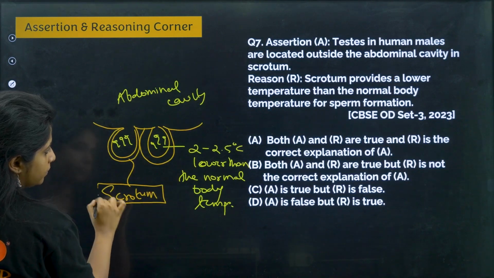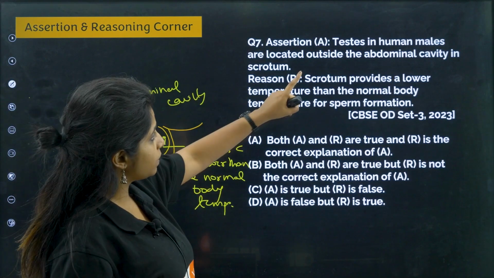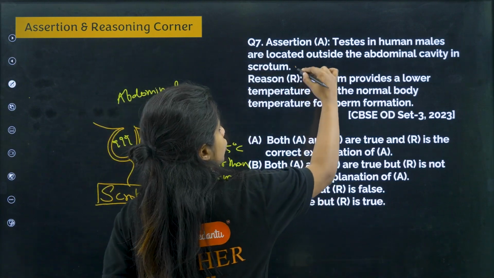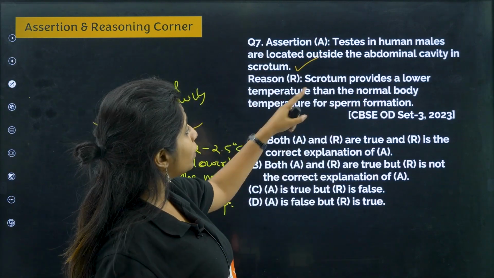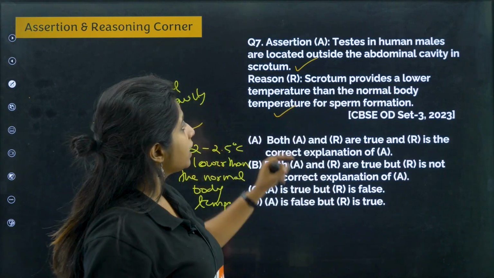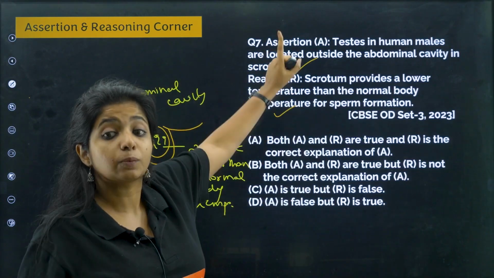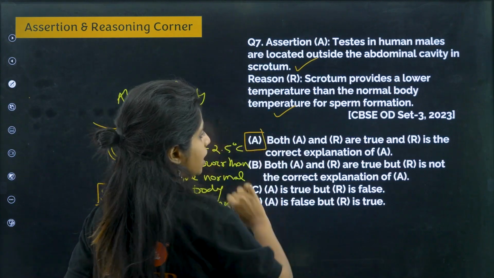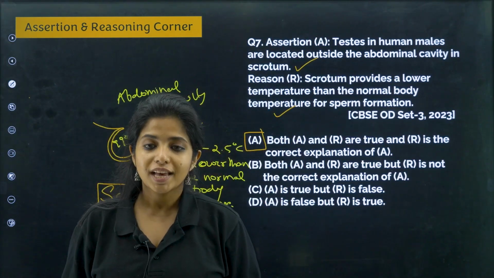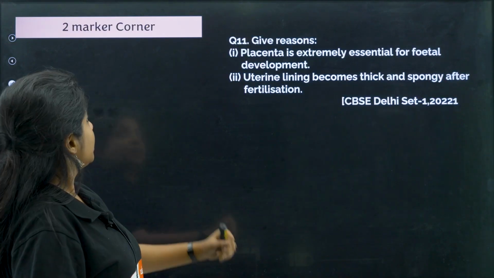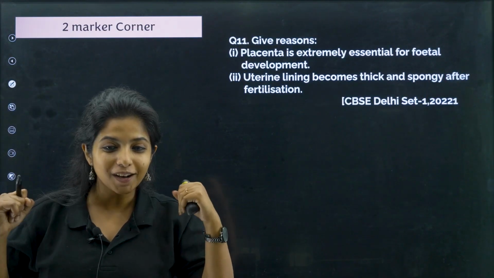Scrotum. Okay, so your answer becomes: testes in human males are located outside the abdominal cavity in the scrotum. This is correct. Scrotum provides a lower temperature than the normal body temperature for sperm formation. This is also correct. So can I say assertion and reason are true and the reason is explaining the assertion as well? Yes. So assertion and reason are true and the reason is the correct explanation of the assertion as well. Okay? Chalo, next.